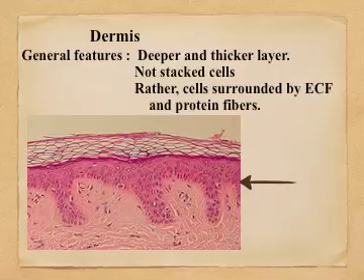Instead, we're going to see some cells with nuclei, and they're going to be surrounded by ECF, which contains some protein fibers. If you look at the diagram, the arrow points to a layer that is dark pink. And this is the first time you're seeing the basal layer not in a straight line. In some parts of the body, the basal layer goes up and down, kind of like hills and valleys.